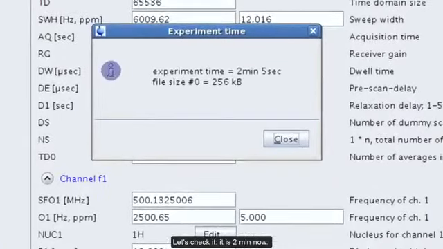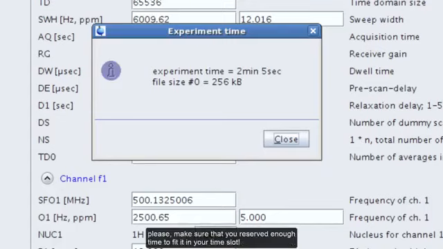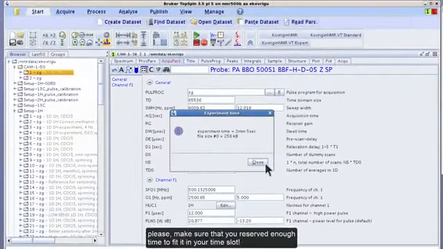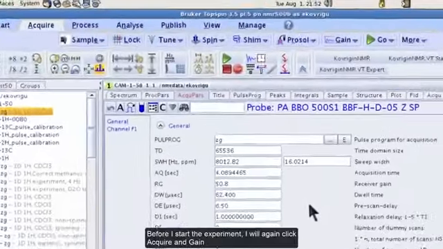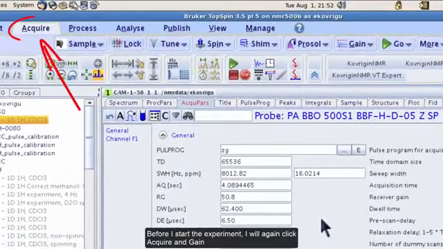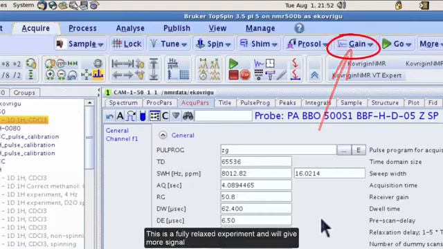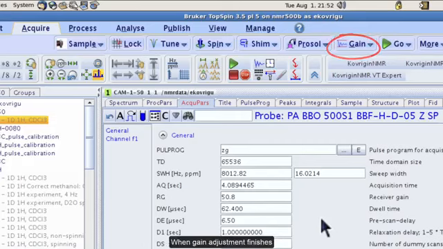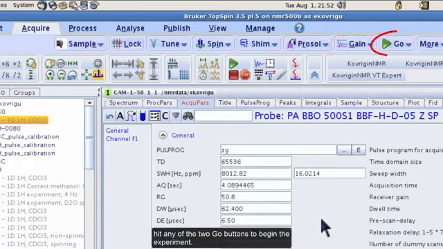Matching: the process of adjusting a second capacitor to maximize power transfer from the transmitter to the coil and from the coil to the receiver. A poorly matched probe reflects RF power back to the console, leading to poor sensitivity and potential damage to the electronics. The goal is to minimize the standing wave ratio, SWR. Q factor: quality factor, a measure of the efficiency and sharpness of the resonance of the RF coil.